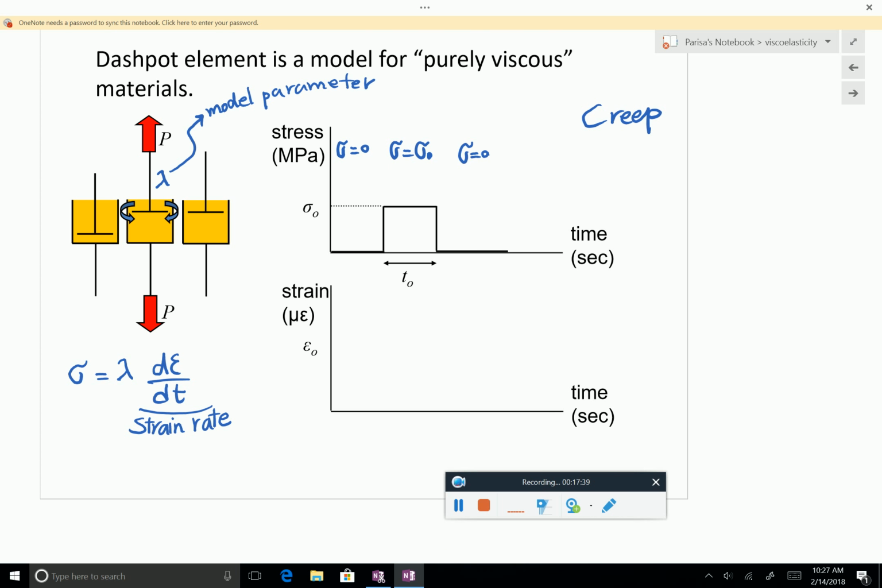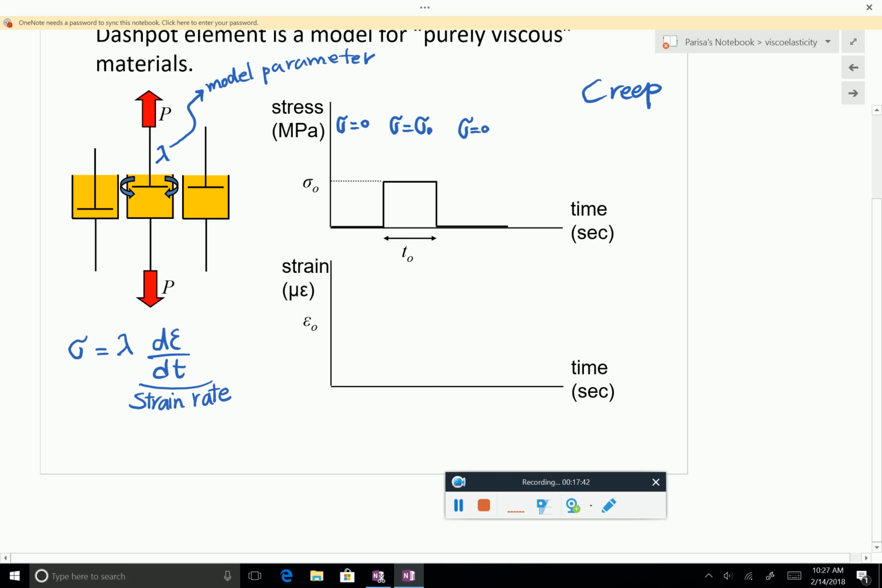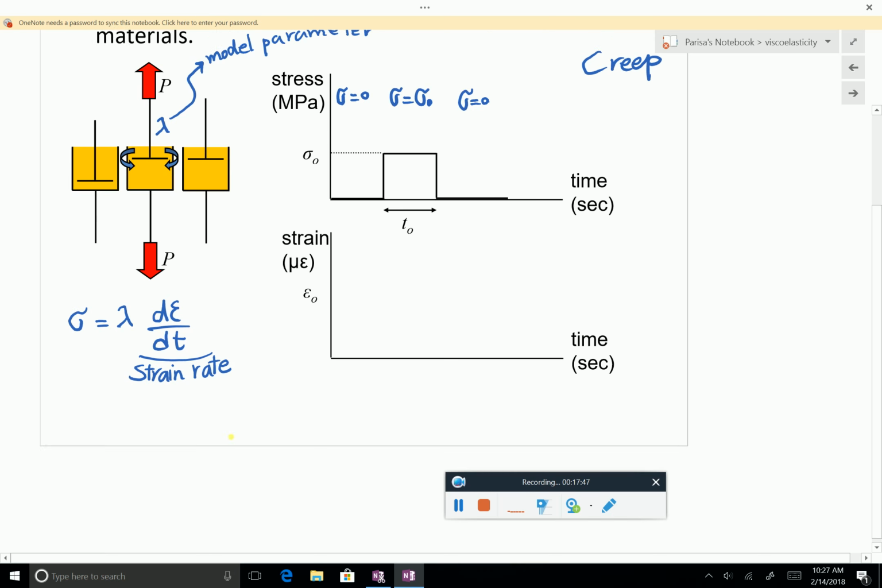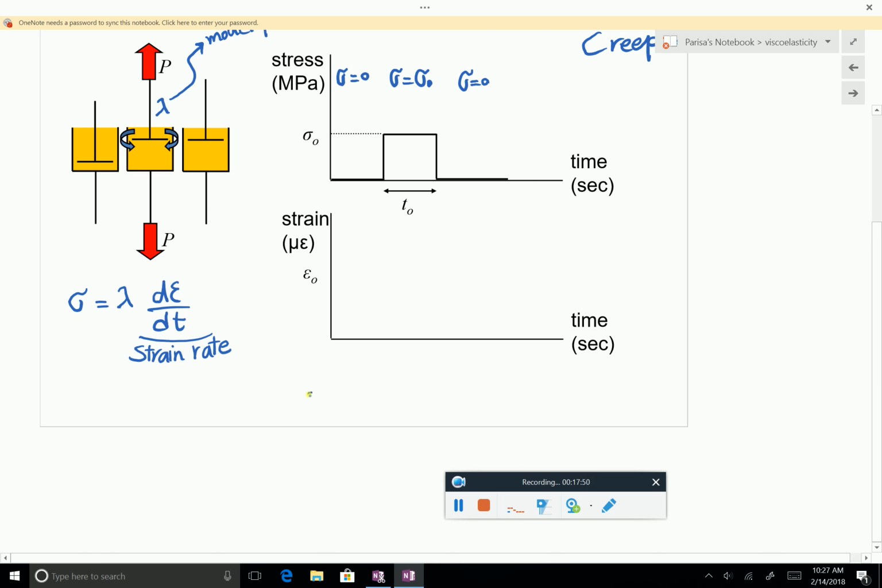Now, what happens to epsilon? In the beginning, sigma is equal to 0. So I write it underneath, it would be nicer. So 0 is lambda d epsilon dt. So d epsilon dt is 0. D epsilon dt equal to 0 doesn't necessarily mean epsilon is equal to 0. It means that the change of epsilon with time is equal to 0. Epsilon doesn't change. If we start from 0, we stay at 0.